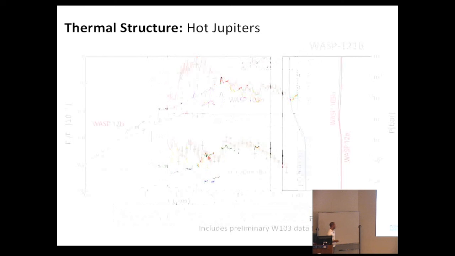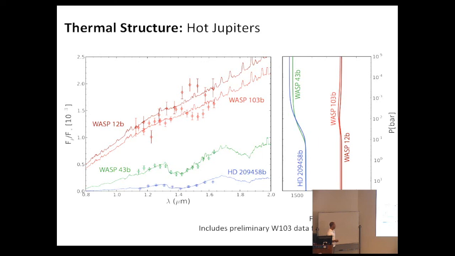Some of the data from my own group have suggested the possible existence of two classes of highly irradiated thermal structures in planet atmospheres. For WASP-43 and 209, which I've talked about a lot, we see this clear absorption signature of water. But for WASP-12 and unpublished data for WASP-103, and also not shown on here, WASP-18, much hotter planets, we see what look to be, at least over the WFC3 bandpass, isothermal blackbody-like spectra.